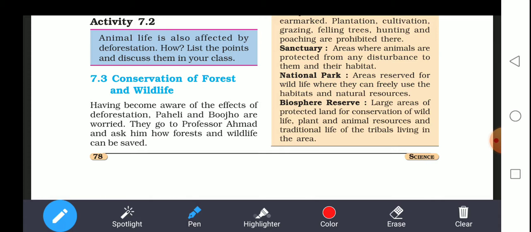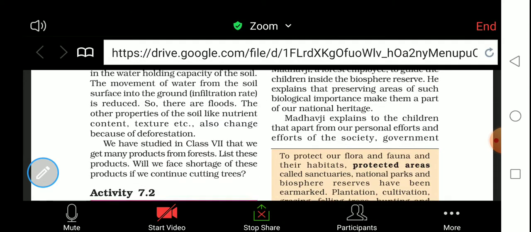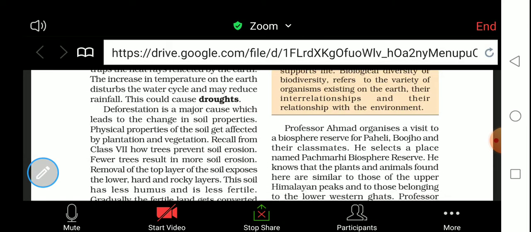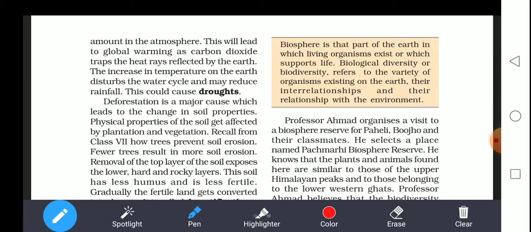How can it be saved? Here you can see, the first one is, as I've already discussed, biosphere reserves and national parks. Biosphere means what? The biosphere is the part of the earth in which living organisms exist. Bio means life. Sphere means a particular place where life exists or which supports life. Our earth is a biosphere.